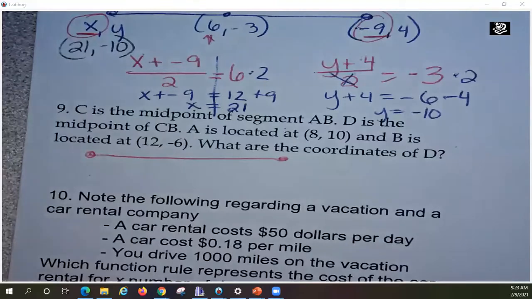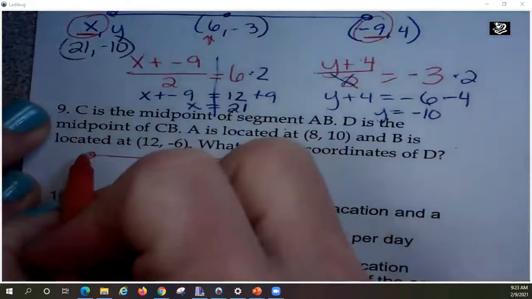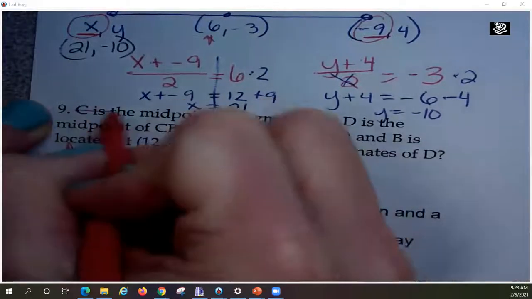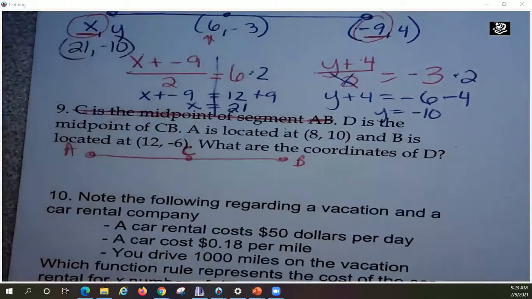Where would C go? In the middle. Good. And what would go at the ends? A and B. Good. A and B. That's the first sentence. Kamari, what does the next sentence tell you?